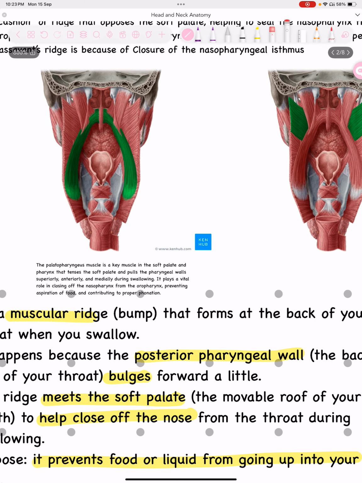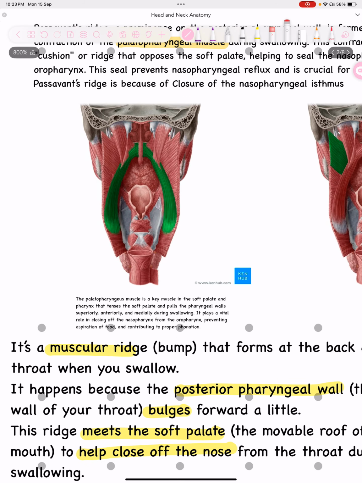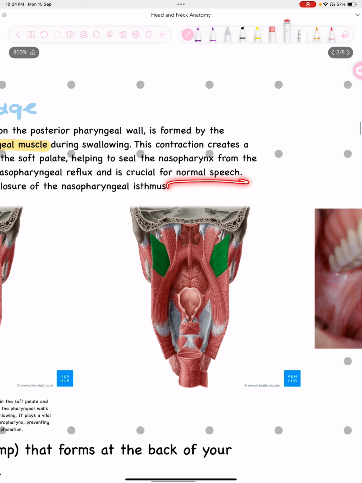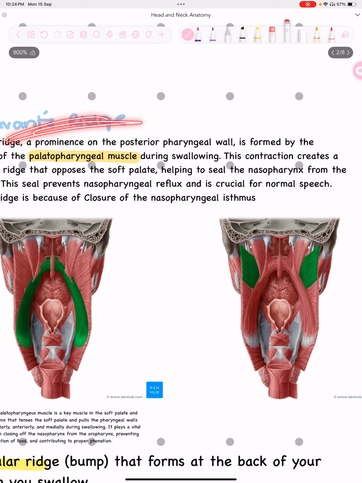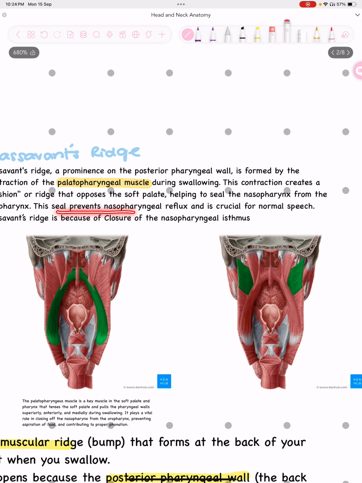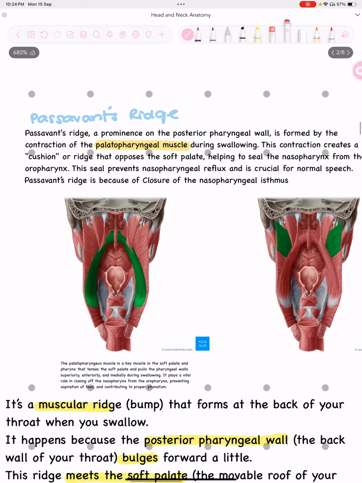The palatopharyngeus muscle is a key muscle in the soft palate and pharynx that tenses the soft palate and pulls the pharyngeal walls superiorly, anteriorly, and medially during swallowing. It plays a vital role in closing the nasopharynx from the oropharynx, preventing aspiration of food and contributing to proper phonation. Very important things. That's what they said here. Passavant's ridge prevents nasopharyngeal reflux, and it's crucial for normal speech phonation.